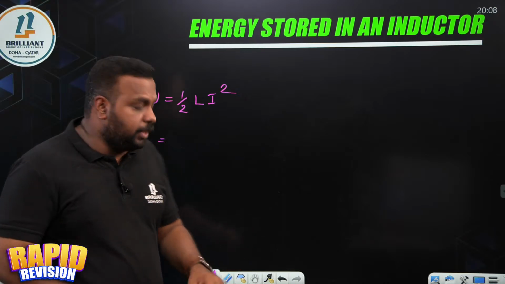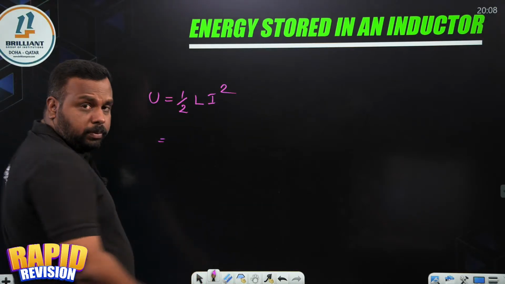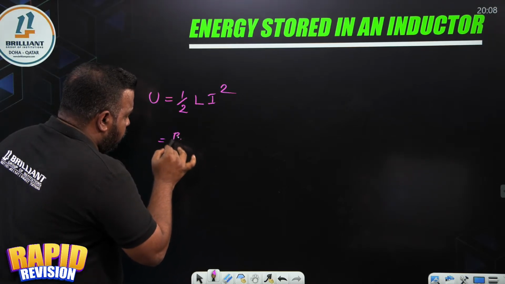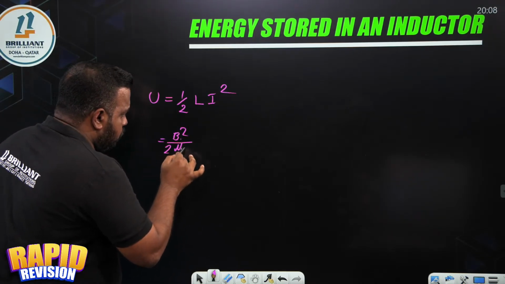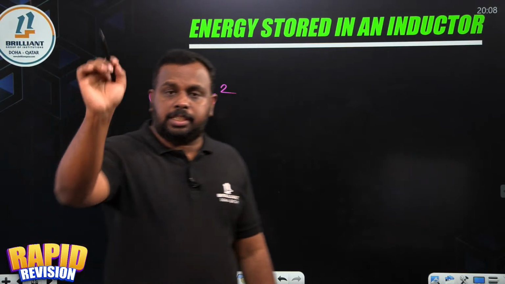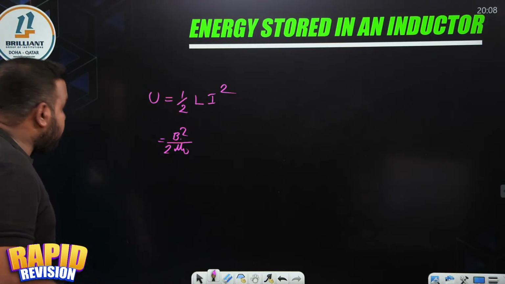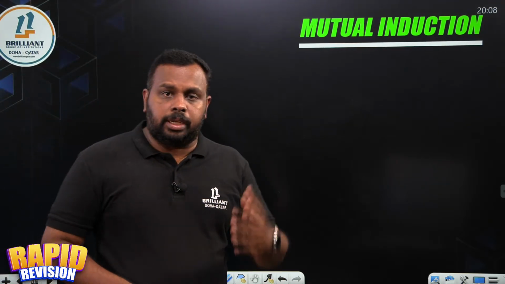You know what is energy density? Energy per unit volume. It is half or B square by 2 mu naught. This is for energy density. Energy density is energy per unit volume. So please study both the derivations. Okay. Next topic, mutual induction.